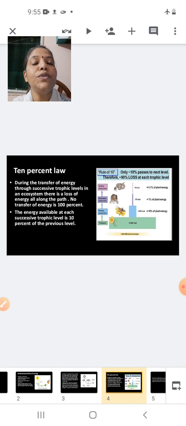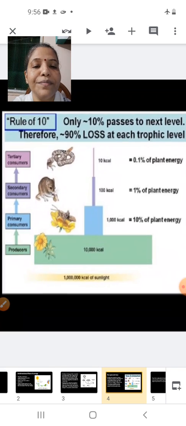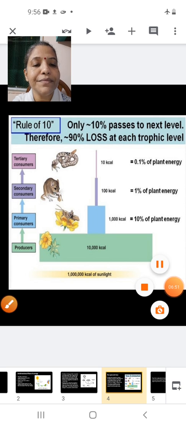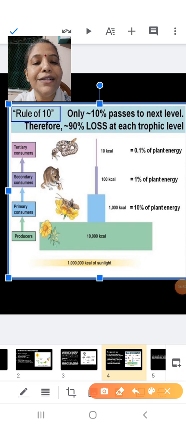Now, let us come to the next part, and in the next part you are going to study, students, the 10% law. Now to study this 10% law, let us see here. Only the producers can utilize or trap the energy from the sun. So here you can see that this is the energy which is present in the sunlight. Out of that, a particular amount is utilized by the plants to prepare their food.